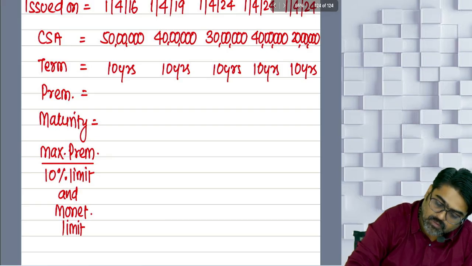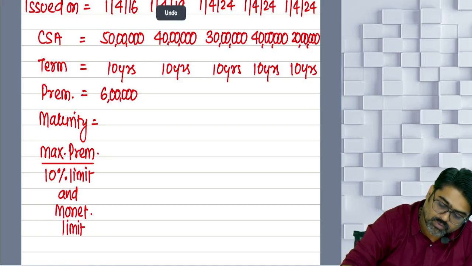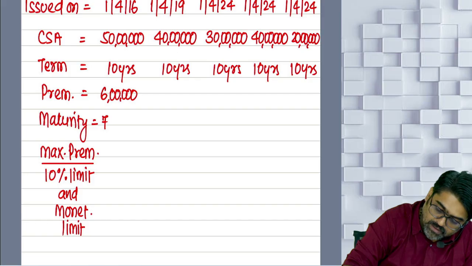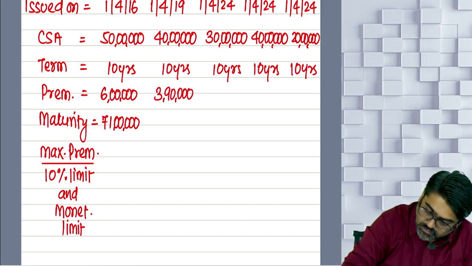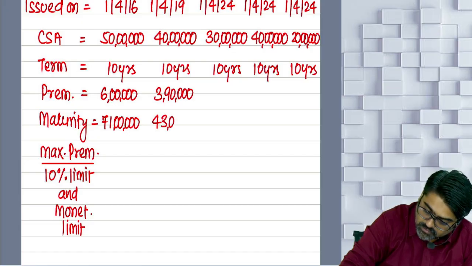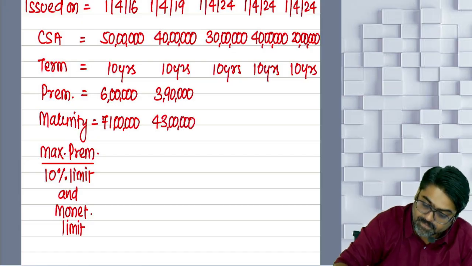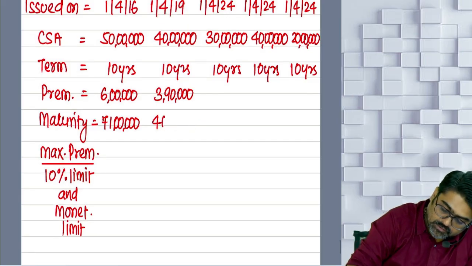Premium for this policy was 6 lakhs, and on maturity you were supposed to get 71 lakhs. Here the premium was 3 lakh 90,000, and on maturity you were supposed to get 46 lakhs.